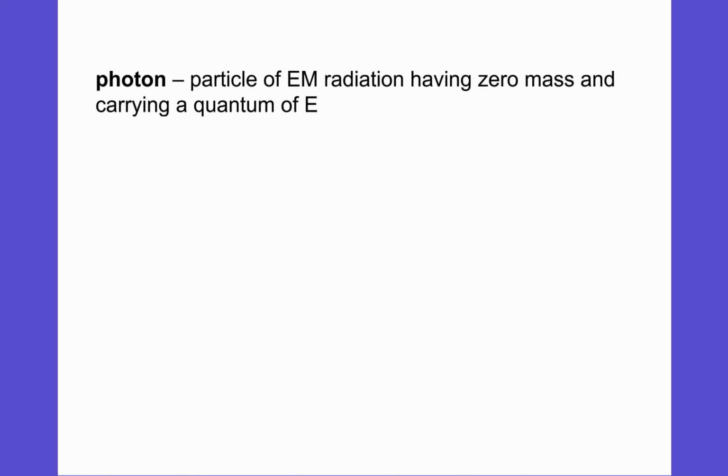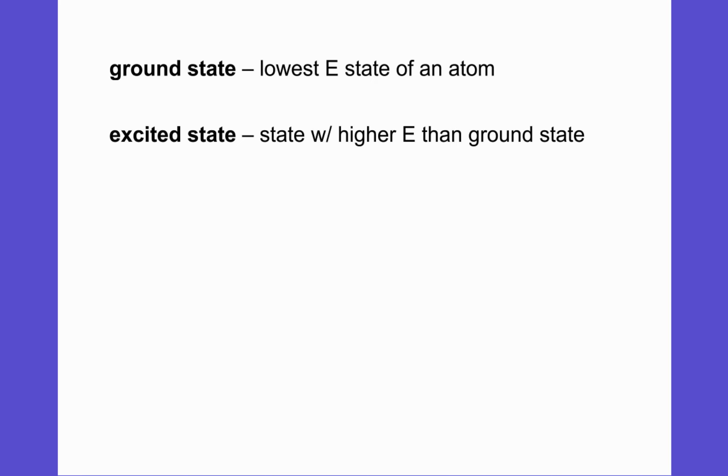And this was enough to confuse early physicists and chemists, from the mid 1900s. This was a very confusing concept, going from one thing to the next. But anyway, a photon is a particle of electromagnetic radiation. They didn't think they had particles, but now they do, right? That has zero mass and carries a quantum of energy. So then we start talking about ground state, excited state. Ground state is the lowest energy state of an atom. Excited state is some state with a higher energy than ground state.